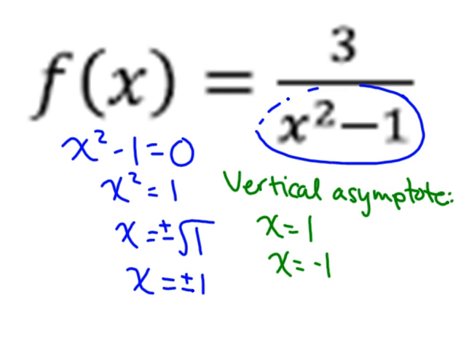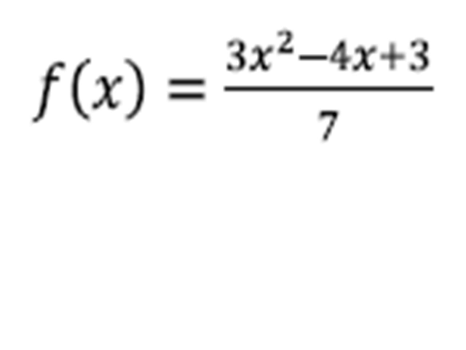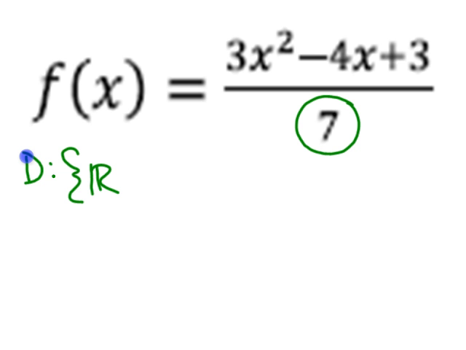Let's look at our last example for vertical asymptotes. We have the function f of x equals 3x squared minus 4x plus 3 over 7. Looking at the domain of this function, we see that it is all real numbers. We look at the denominator, and this will never equal 0. It is a number, so it can never be 0. So therefore, the domain is all real numbers. There are no vertical asymptotes for this function.